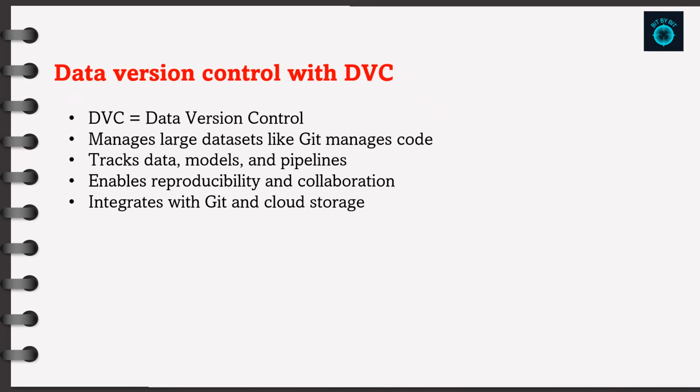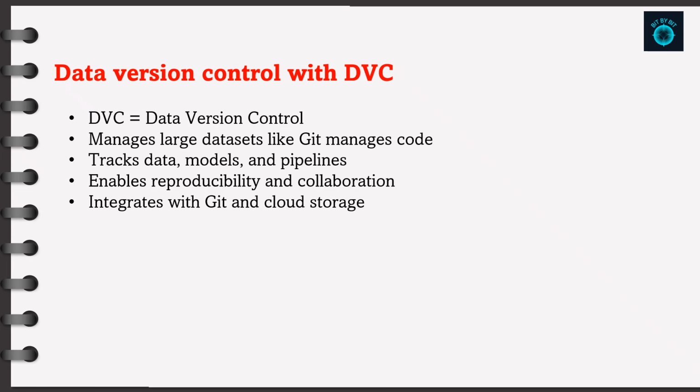Data version control with DVC. Let's start with one of the most powerful tools in MLOps, DVC, which stands for Data Version Control. DVC extends Git for managing large datasets and machine learning models. Where Git struggles with big binary files, DVC handles them easily by using lightweight pointers to external storage locations. It lets you version datasets, models, and even pipeline stages, all while staying fully integrated with Git.